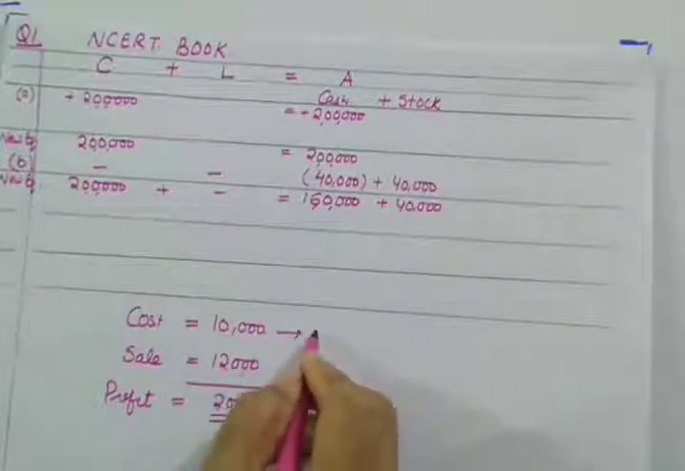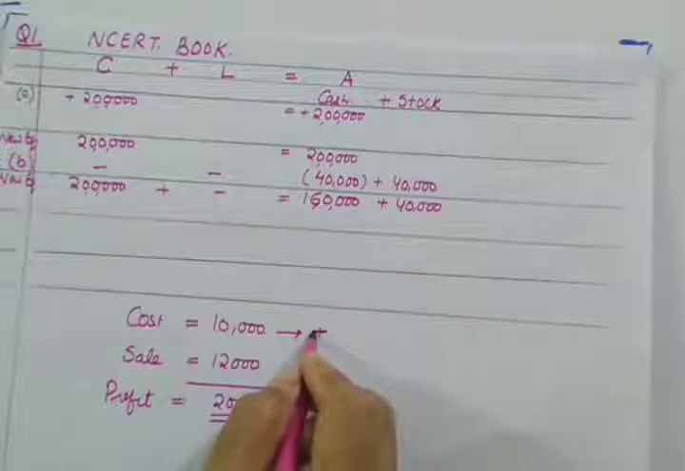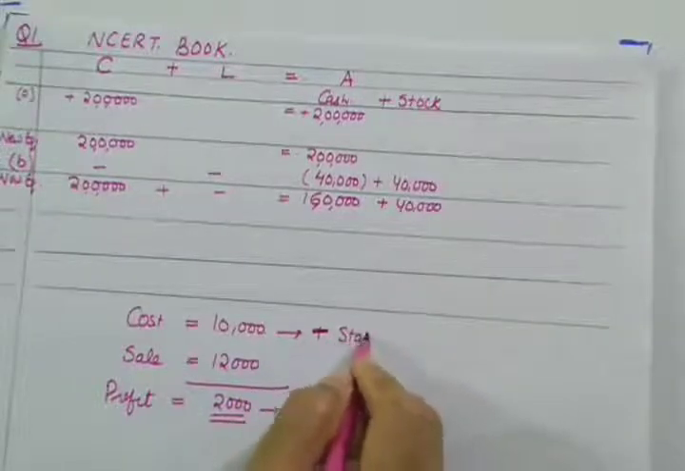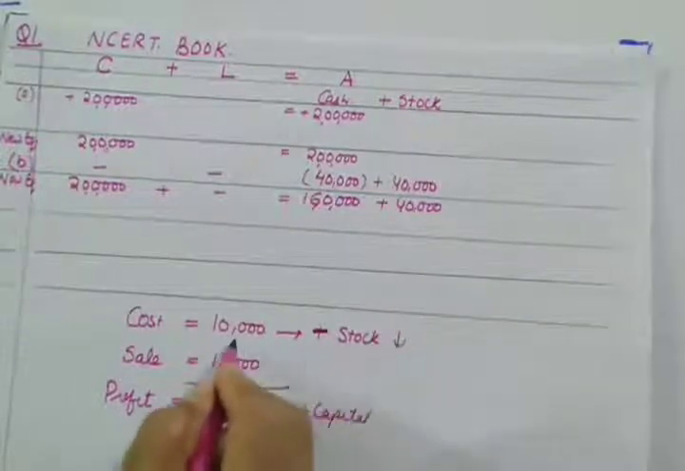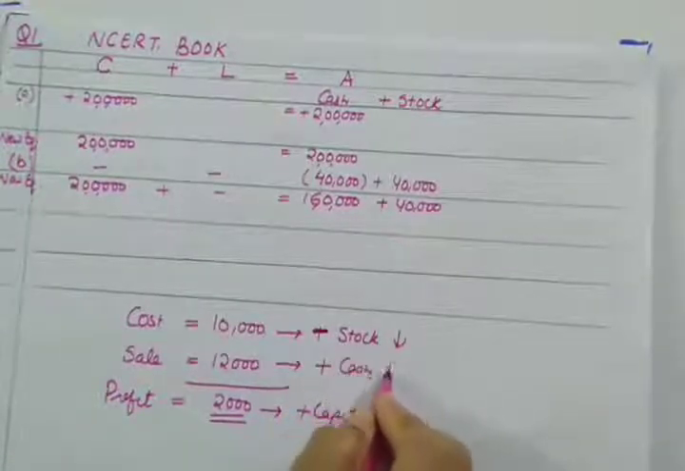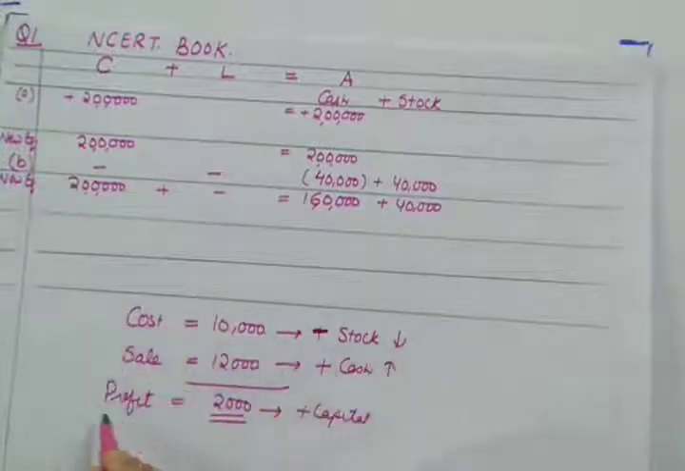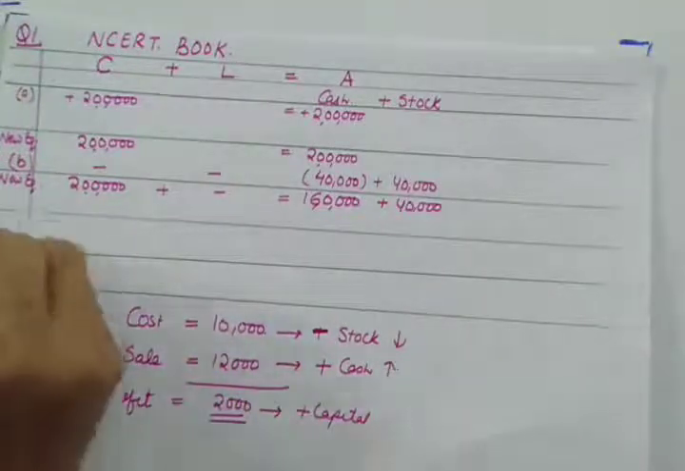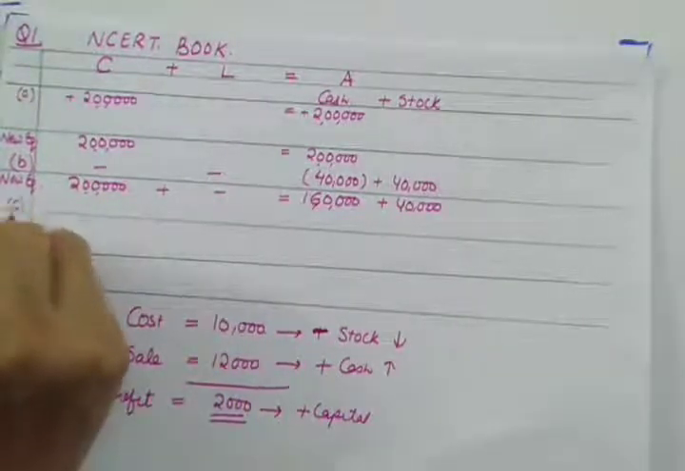Number 2, this will be subtracted from the stock, because your stock will reduce by cost price, and this will be added to cash because your cash will increase. So this way we will be dealing with this transaction. So I am writing here transaction number C.